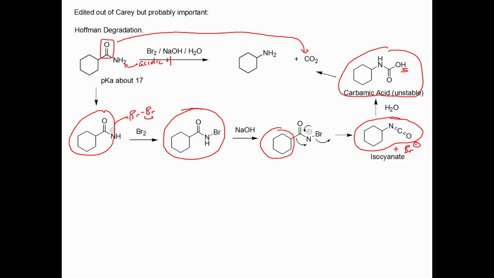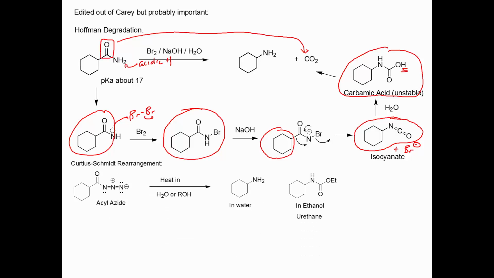Related to the Hofmann degradation is the Curtius-Schmidt rearrangement. What we do here is we take not an amide, but we take an acyl azide, and we're going to heat it in water or an alcohol. In water, we get the same thing we do in the Hofmann degradation. But if we use an alcohol, we're actually going to get a stable carbamate, which is often referred to as a urethane.